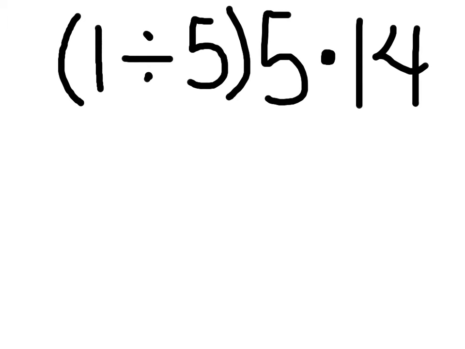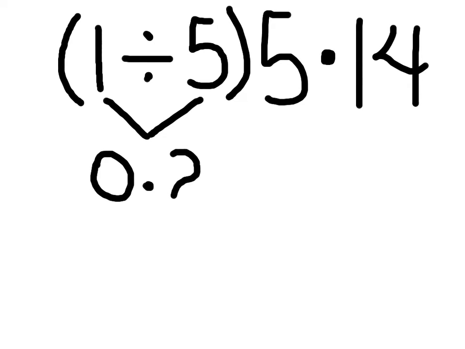What we have to do is the parentheses first. 1 divided by 5. That's a fraction, isn't it? Yes, it's going to turn into a decimal. 1 divided by 5 equals 0.2. If we have it as a fraction, it would be 1 over 5.